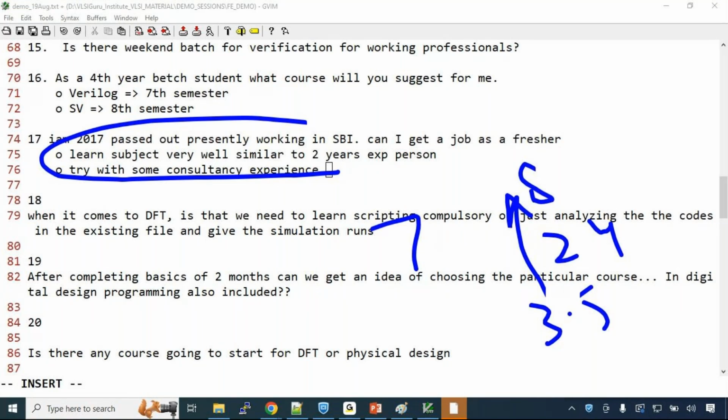Correct, right? See, working in SBI, you go through a lot of stress. Working in a bank is not easy. You get hardly 2-3 hours free time. That also you can't focus because you are already stressed out. So with 2-3 hours a day, better you don't do the course at all.